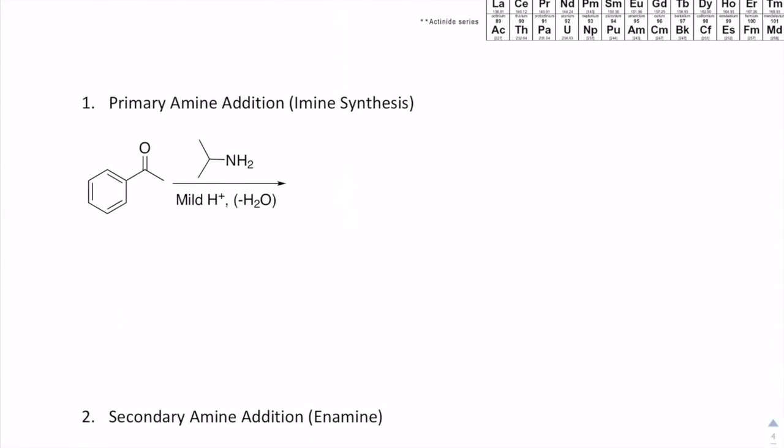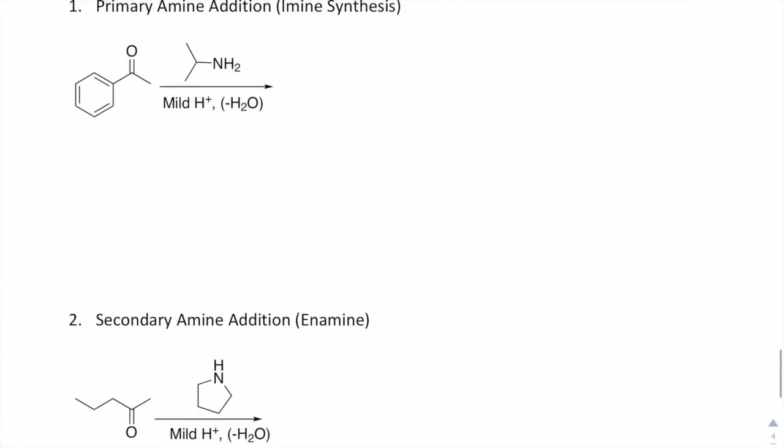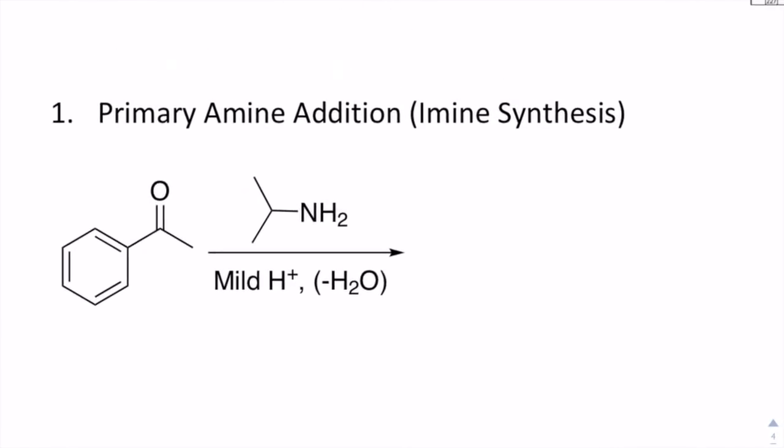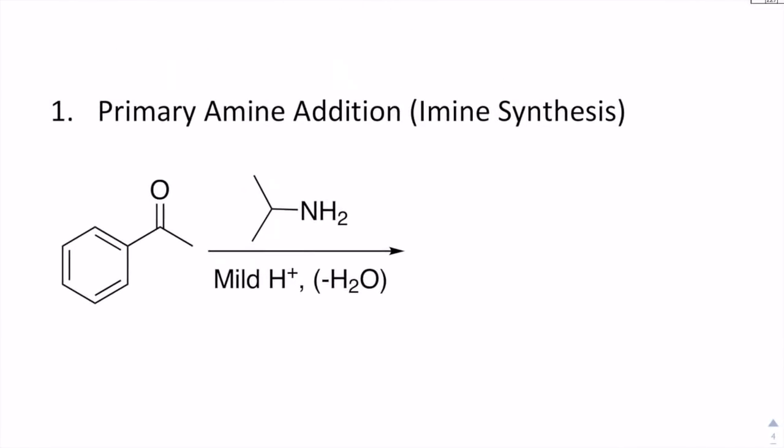Just something to be cognizant of, we have two reactions here, a primary amine and a secondary amine, and they both form two different functional groups. So let's just take the first one, an imine synthesis. What an imine is, is a carbon-nitrogen double bond. And an enamine, we'll see later, is a carbon-carbon double bond with an associated amine. So we'll deal with that later.